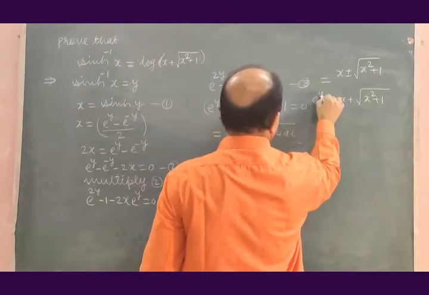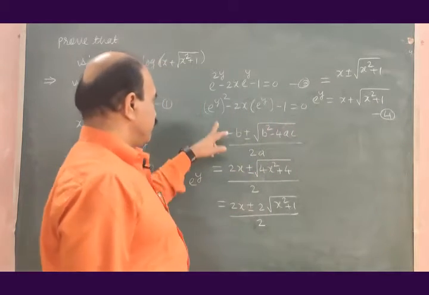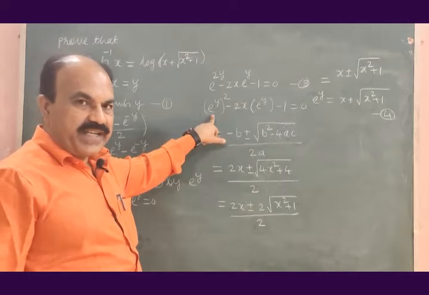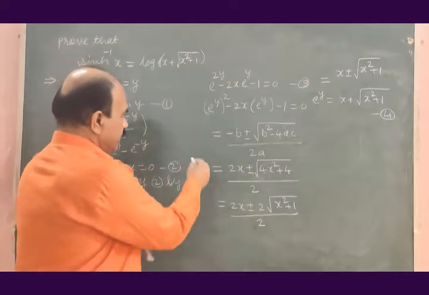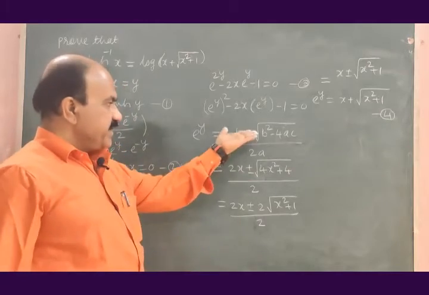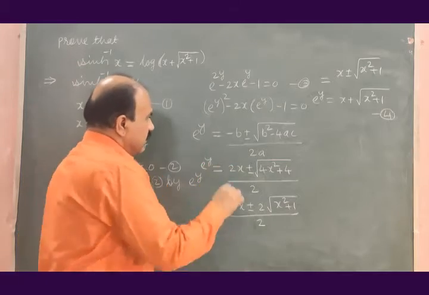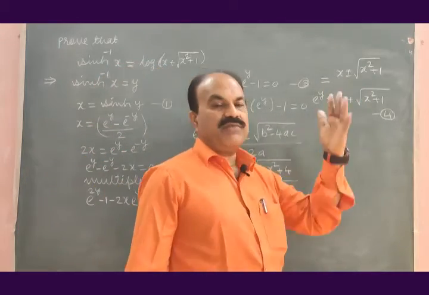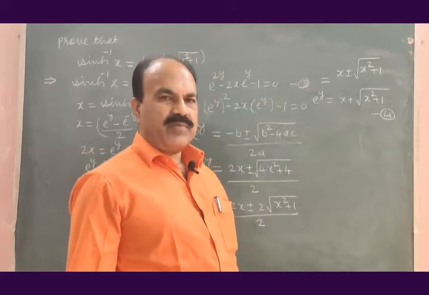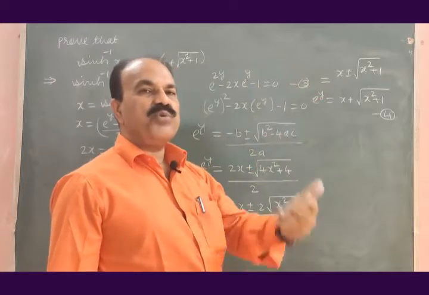This is e to the power of y, equation number 4. It is quadratic in e to the power of y, and so this is what e to the power of y is. So we got e to the power of y is equal to x plus square root of x square plus 1. Let us take log on both sides.